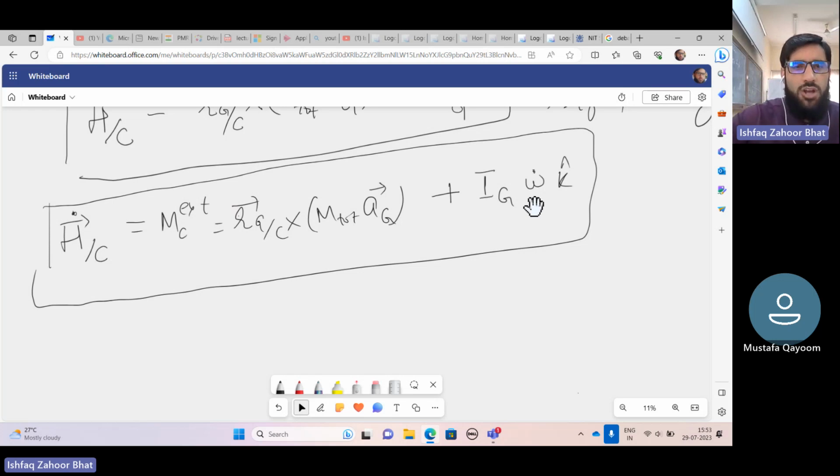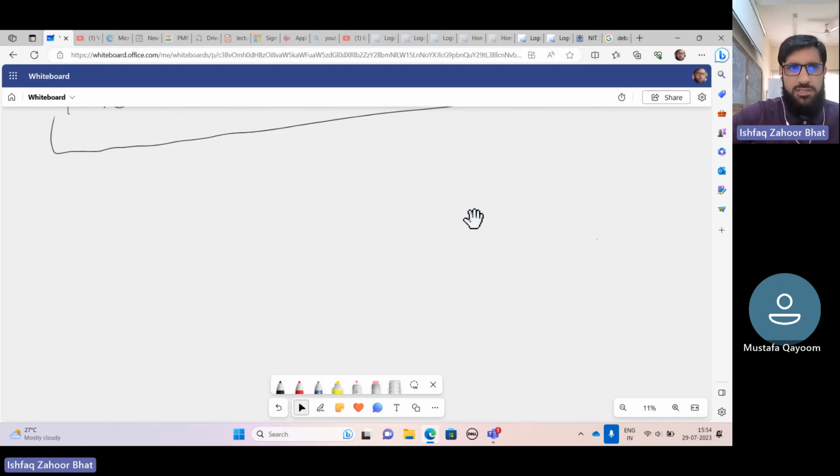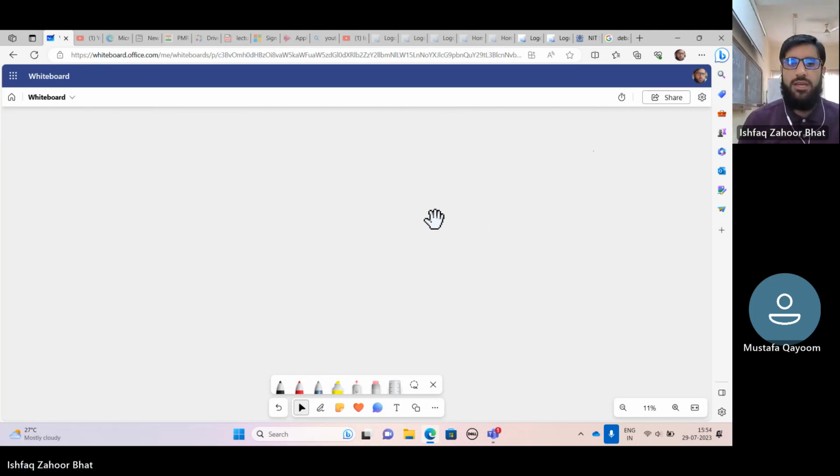But this is not enough. This one equation alone, we can't solve for omega dot and aG. We have other equations also. But what I am saying is that using this equation along with the other two or three, we can solve for omega dot and aG. And when we know omega dot, we can find out the position of different points on a rigid body. But how we are going to do so, that is our today's discussion point. Okay. Is it clear now?